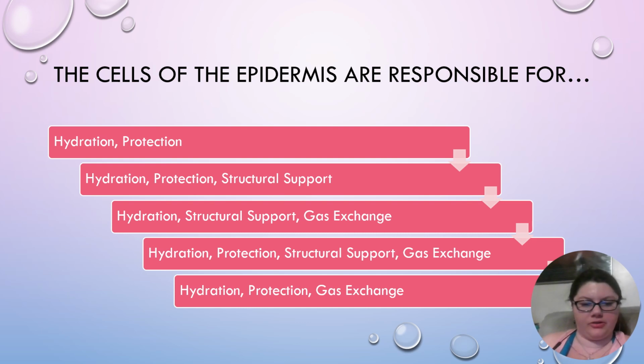For the first question, the cells of the epidermis are responsible for: hydration and protection; hydration, protection, structural support; hydration, structural support and gas exchange; hydration, protection, structural support and gas exchange; or hydration, protection, and gas exchange. The answer to this one is the last one. The epidermis is responsible for gas exchange, so that's how we get some much needed oxygen sometimes, and CO2 cuts out through there sometimes. Protection, it creates a barrier around the skin and it hydrates the skin.